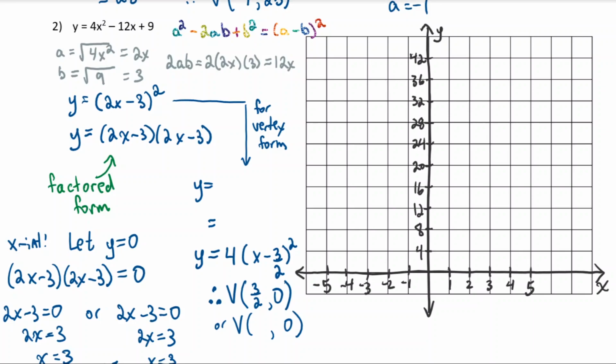Now I need to do a little check to make sure that the middle term follows this pattern right here, right? The 2 times a times b. And it turns out that we end up getting the 12x that we wanted here.